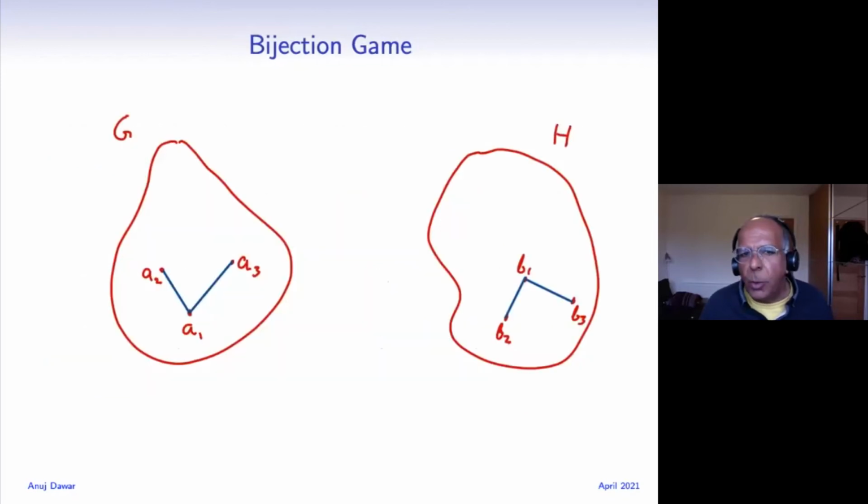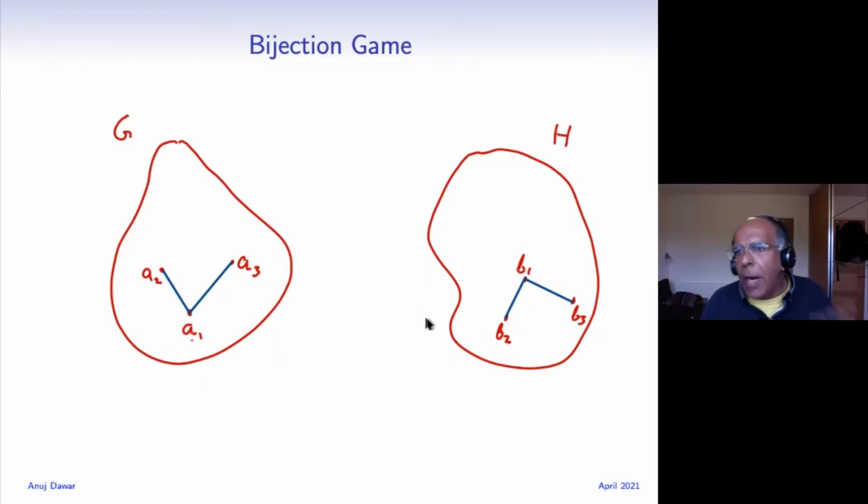Let's illustrate this with a picture. At some point in the game, we have the graphs G and H. A1, A2, and A3 have been selected. There's a pebble on this vertex, and this vertex, and B1, B2, and B3. And the map which takes A1 to B1, A2 to B2, and A3 to B3 is an isomorphism on the induced subgraph. So this is okay for duplicator.